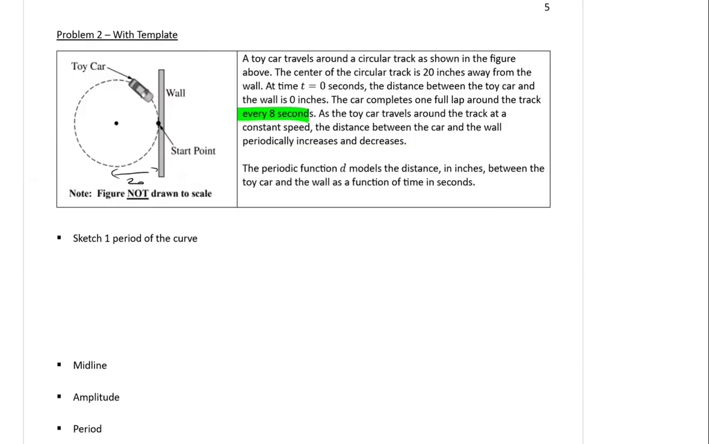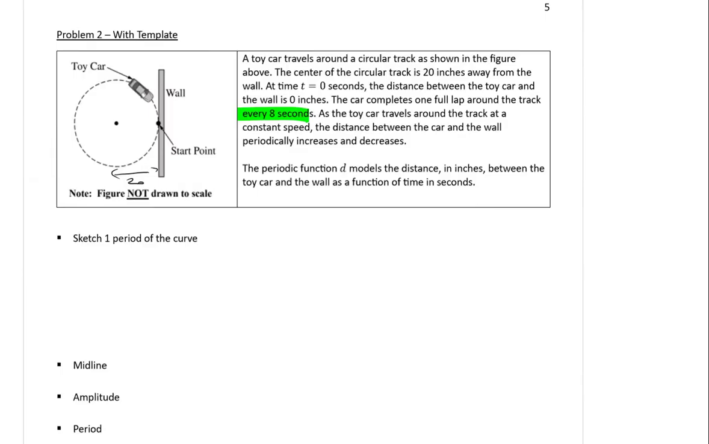Let's highlight that. As the toy car travels around the track at a constant speed, the distance between the car and the wall periodically increases and decreases. The periodic function d models the distance in inches between the toy car and the wall as a function of time in seconds. Okay, so let's sketch one period of the curve. Let's get those 5 points like in the other problem, okay?